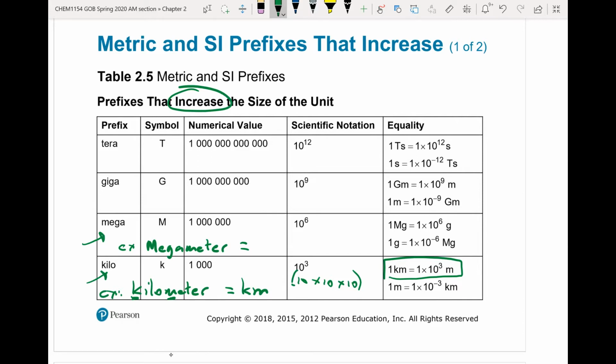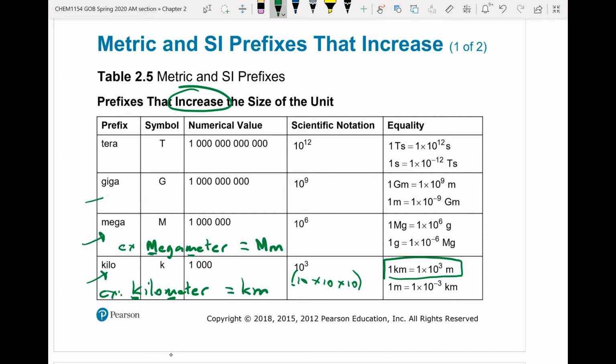A megameter. The symbol for mega is big M. The symbol for meter is small m. So it'll be big M, small m. I said this on Wednesday: capitalization, uppercase and lowercase, makes a big difference. So you really need to pay close attention to how you write these different prefixes and the base units as well. A megameter would mean a million meters, or in this case, a megagram would mean 10 to the 6 grams, or a million grams.